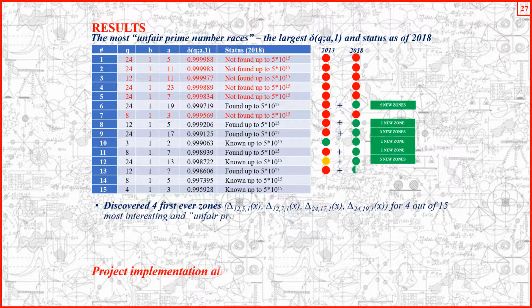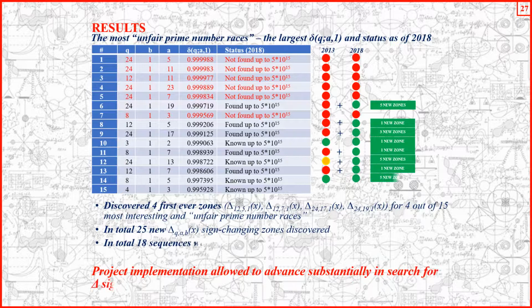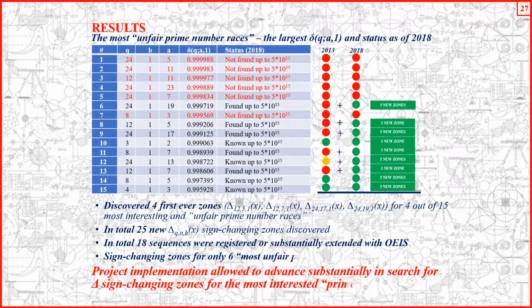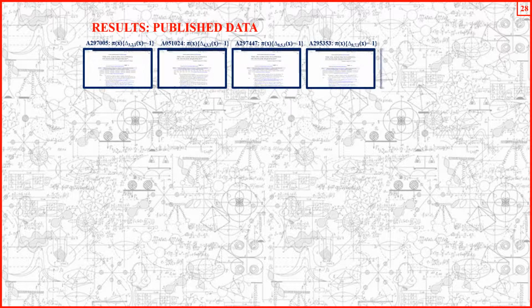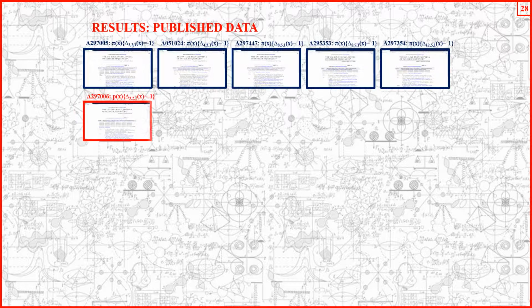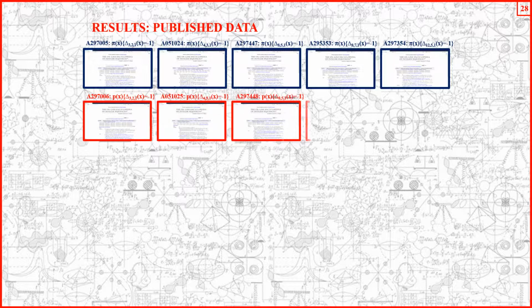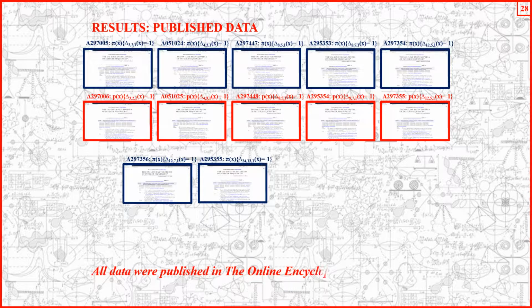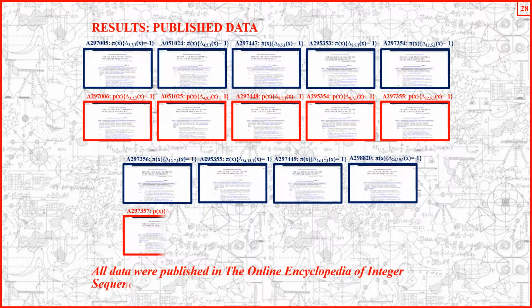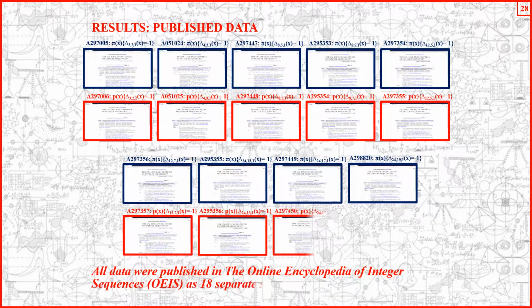Summarizing, I found 25 new zones, including 4 first-ever zones for 4 most biased prime number races out of top 15. This is a significant progress achieved in less than a year. All found zones are included in 18 sequences, contributed to the online encyclopedia of integer sequences. For the first time, they became available in full and unabridged form, to all mathematicians working in a prime number theory field.